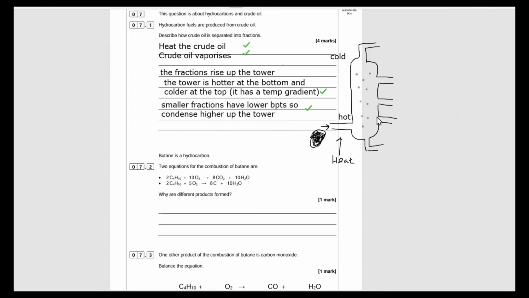Bitumen comes out here, heavy fuel oil, like which they use in ships. And then you have diesel, and then kerosene, petrol, etc. All of that. They come up in a different order based on their size. The bigger, heavier, higher boiling point fractions come out at the bottom. The smaller fractions with lower boiling points come out higher up the tower. And if you didn't want to say that, you could just say different fractions have different boiling points, so condense at different points of the tower. And the key word is they have different boiling points and they condense at different parts of the tower. Heat, vaporize, the tower has a temperature gradient, different boiling points, condense at different parts. Those would be my key points.